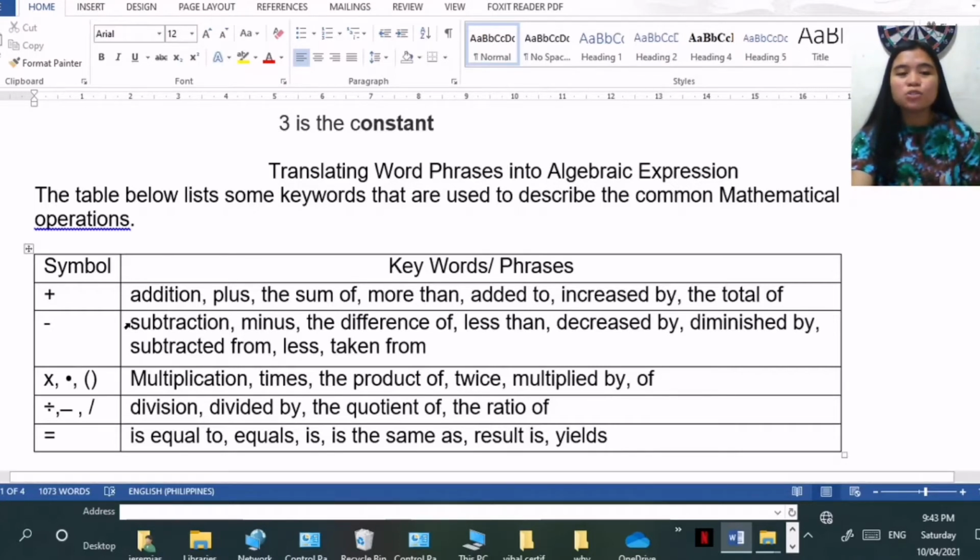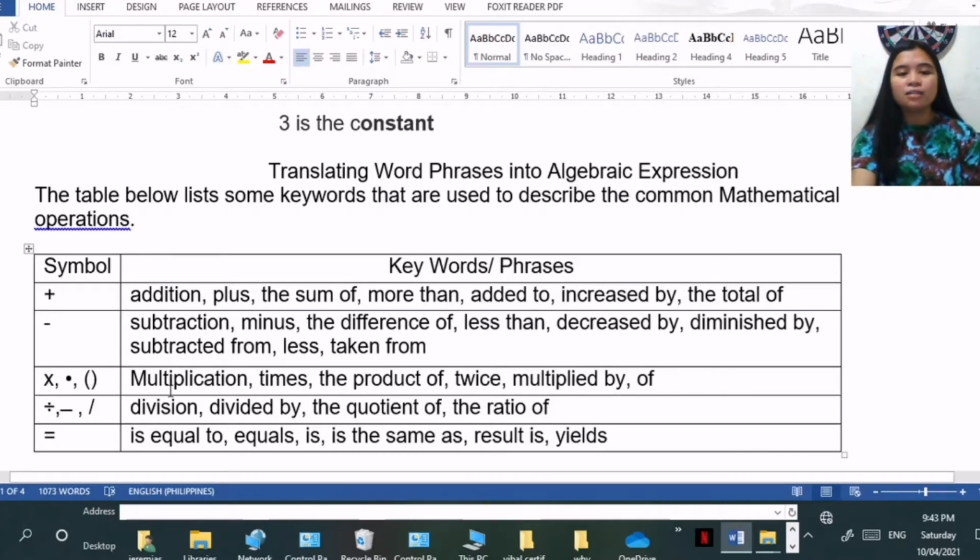Kapag naman nabasa nyo yung subtraction, minus, the difference of, less than, decreased by, diminished by, subtracted from, less, taken from, yan naman po ay para sa subtraction. Okay po? Or magbabawas po kayo.